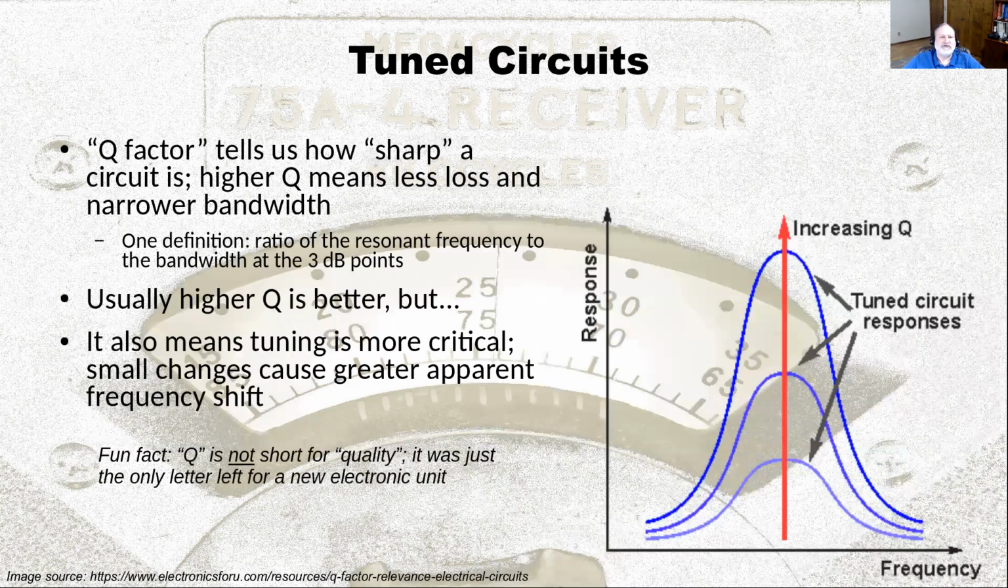A characteristic of a tuned circuit is its Q. The Q is a number that tells us how sharp a circuit is. Higher Q means less loss and narrower bandwidth. So that's a good thing. If you look at the chart on the right here, you'll see a high Q circuit lets more signal through at its peak, and its peak is narrower. So it can reject unwanted signals better than the lower Q circuit.